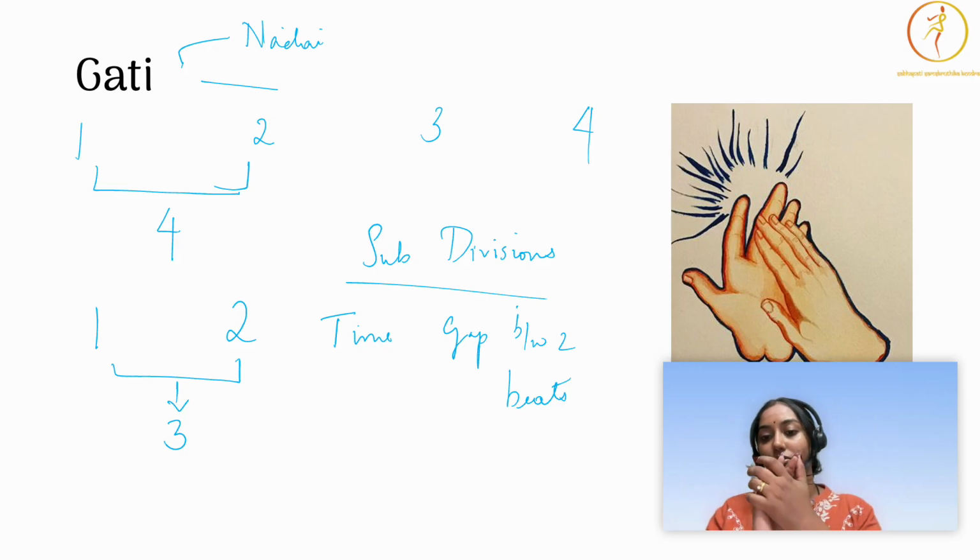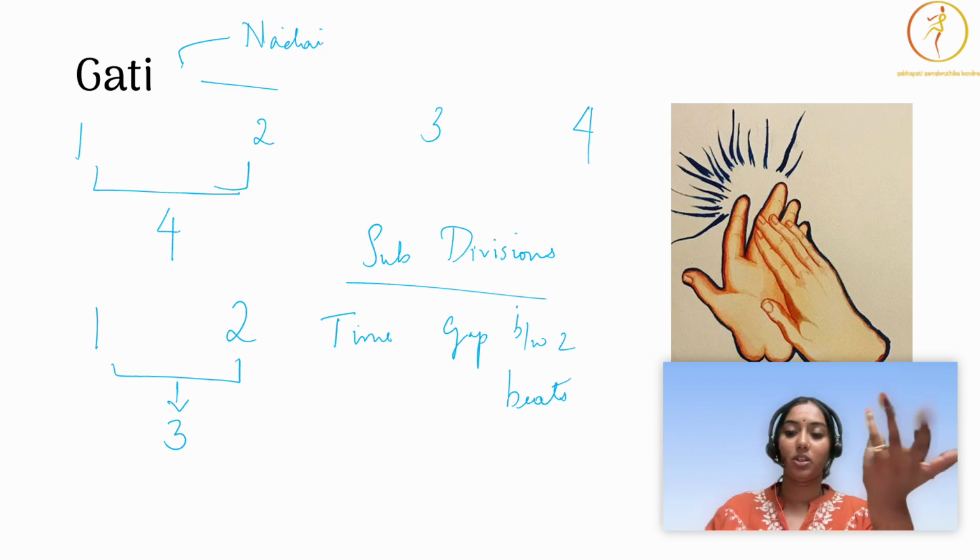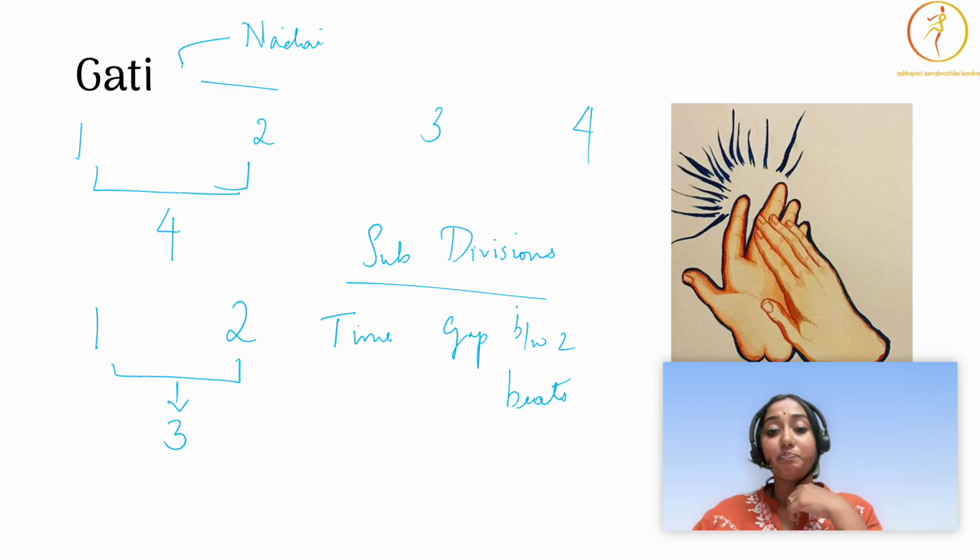So it's 1, 2, 3, 1, 2, 3, 1, 2, 3, or 1, 2, 3, 4, 1, 2, 3, 4, or 1, 2, 3, 4, 5, 1, 2, 3, 4, 5, anything of that sort. Okay? With that, let us go to the next one.